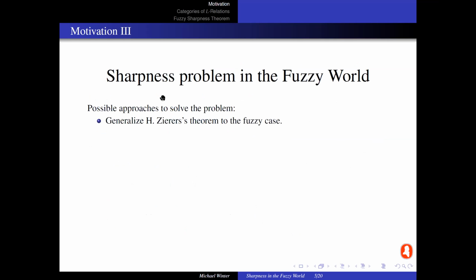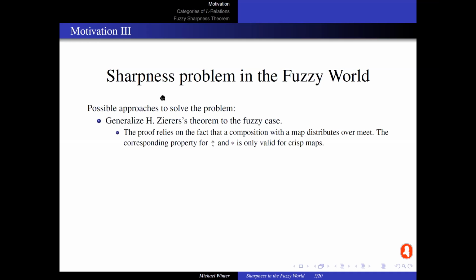Okay, so what could be done? We could try, of course, to generalize those theorems which we already know. For example, we could start with Hans Zierer's theorem, which required two additional products, and try to generalize this one to this fuzzy case. Unfortunately, this proof relies on the fact that composition with a map distributes over meet, and this is heavily used in the proof of the theorem. And the corresponding properties for this star-based composition and star are simply not valid.